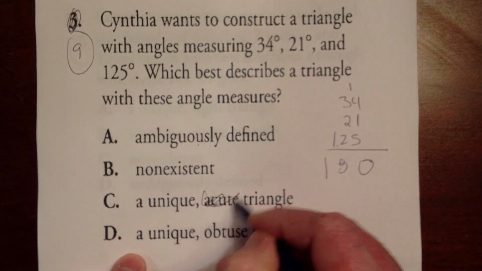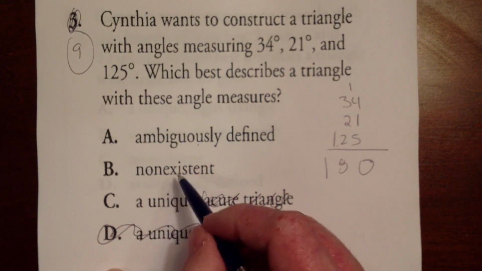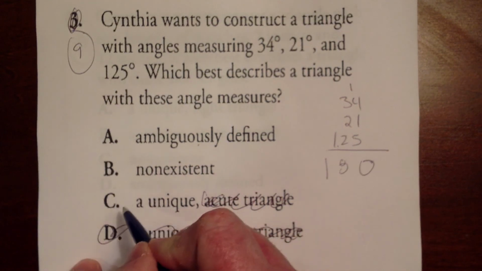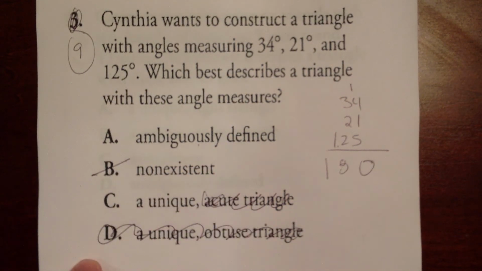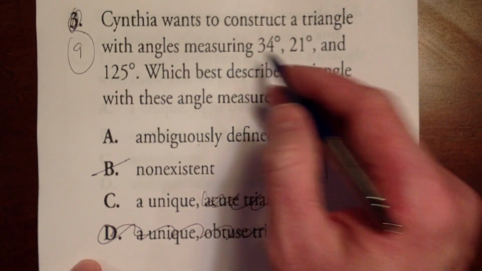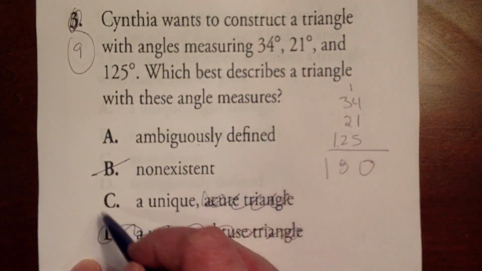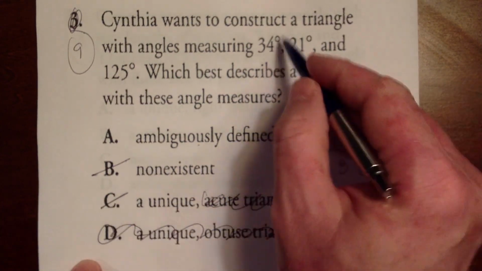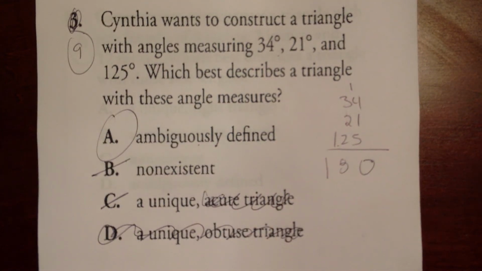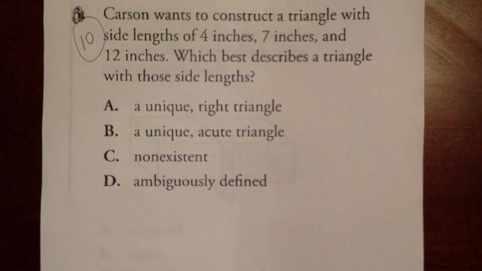So again, we're going to get rid of these. I'm not concerned about that. We want to know if it's unique, non-existent, or ambiguous. We know that it's not non-existent. We know that that triangle can exist, so that's not a good choice. Our angles are the same. We can have another one with the angles the same. So it's not unique. We can have a big one like this or a small one like this. So our answer is ambiguously defined. And again, you're going to have a lot of notes on this. You're just going to have to read those from time to time.